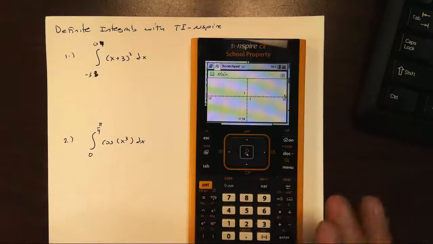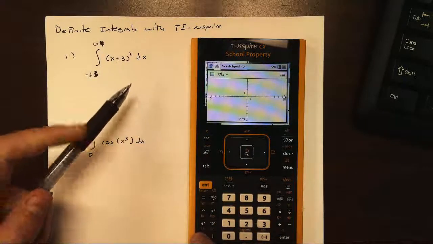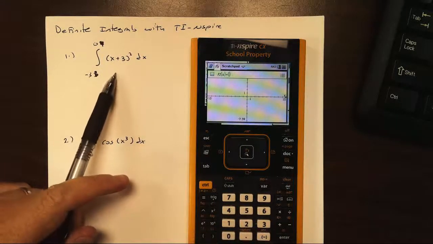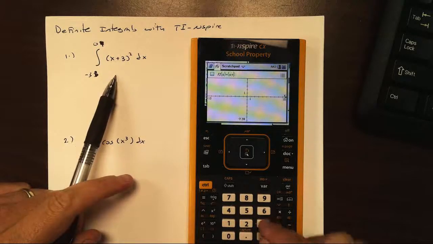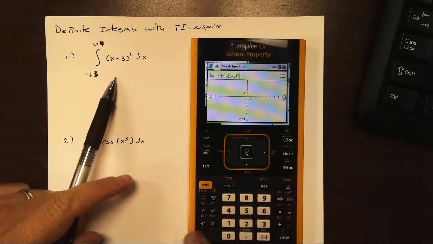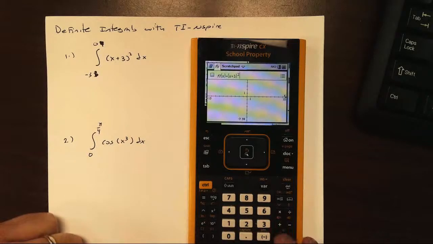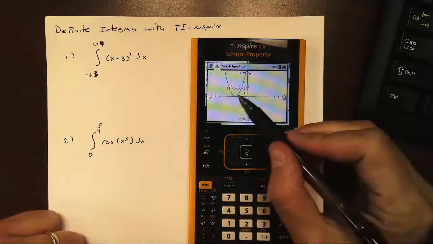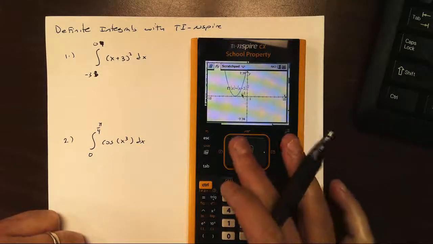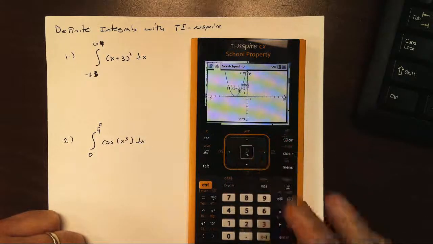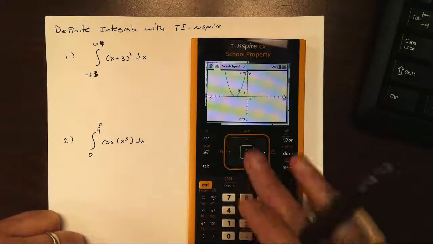We can graph it. From the graph, so if I graph this function, let's do this. This is x plus 3 quantity squared. And if I graph it, you can kind of see the graph right there. Now, I don't like to label things. I like to get rid of these. So I just highlight it, press down, and delete.